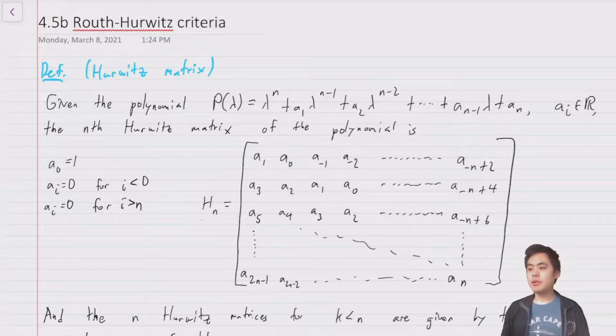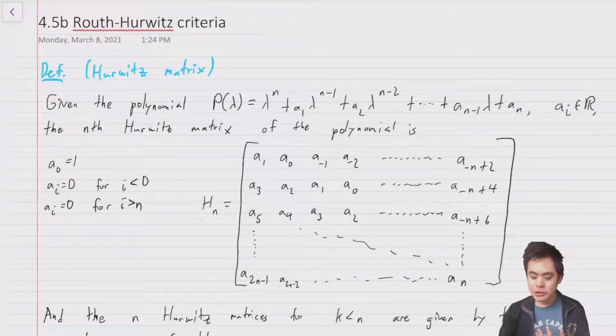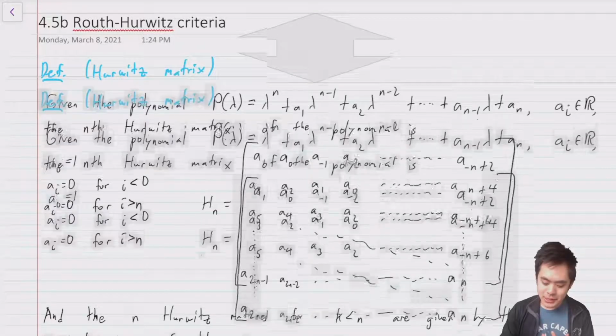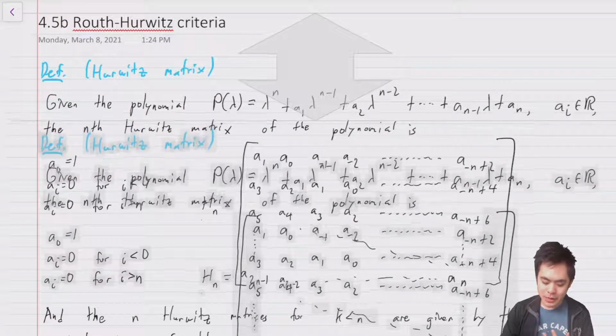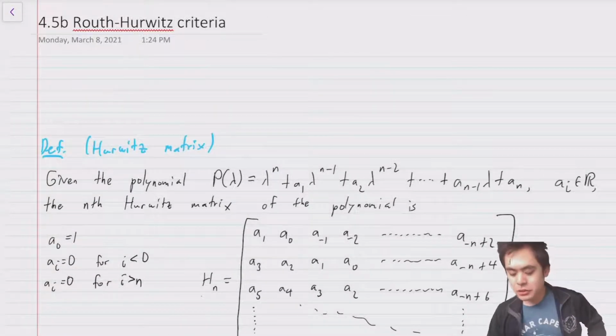Hi everyone. So this is going to be video 4.5b, which is going to be going back and taking another look at the Routh-Hurwitz criteria and trying to give a little bit more intuition and examples for what we're trying to do. So now the first thing we should do is let's be very explicit about why we care about these roots of the polynomial.